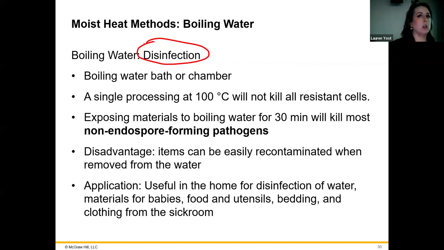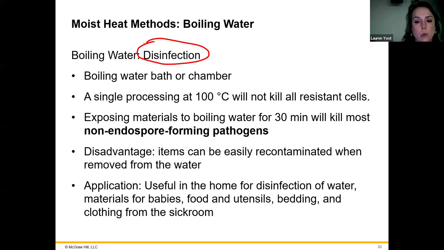But the endospore-forming ones can survive this. You can treat things, it'll be fine. Decontaminating things that way, or disinfecting things that way, is a useful practice, but you will risk your items becoming recontaminated essentially when they're exposed back to the environment after they cool off. You know, that's a problem.